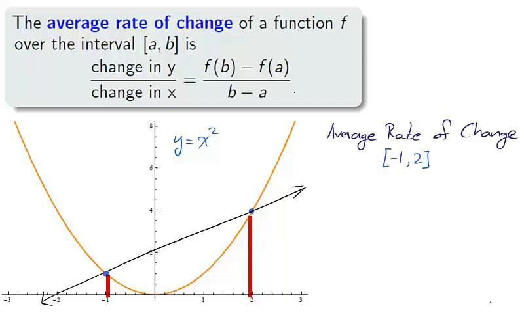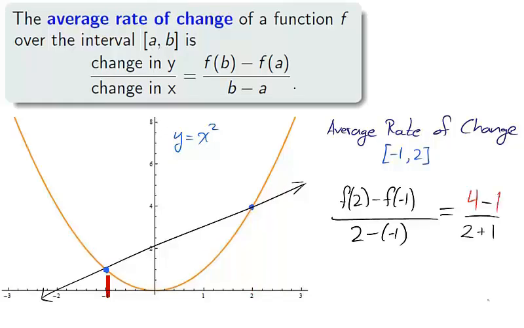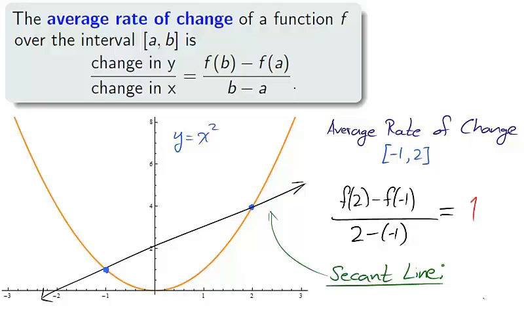We would use our equation for the average rate of change, letting a be -1 and b be 2. As -1 squared is 1 and 2 squared is 4, we calculate the average rate of change as 1. Keep in mind, the slope of the secant line is the average rate of change, so we can find the equation of the secant line using the point-slope formula.